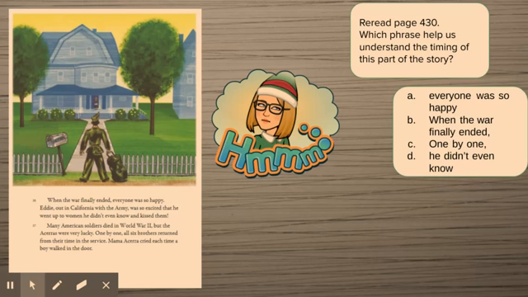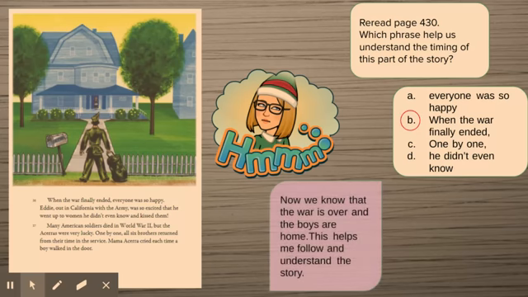So, which phrase helps us to understand the timing of this part of the story? You should have said when the war finally ended. Now we know that the war is over and the boys are home. This helps me follow and understand the story.